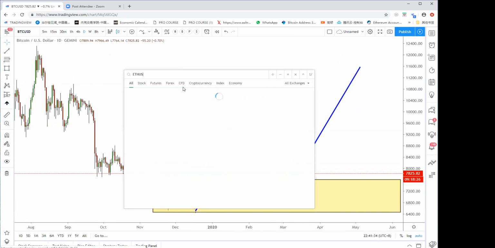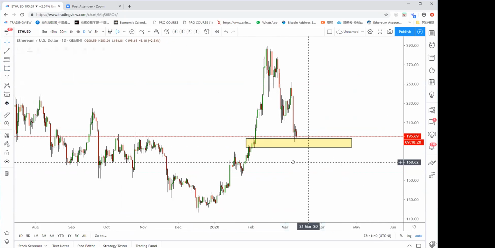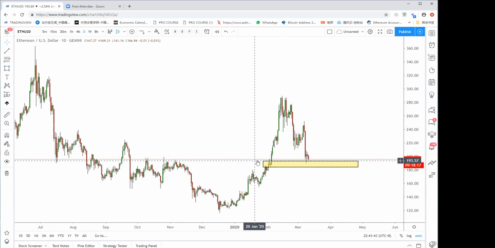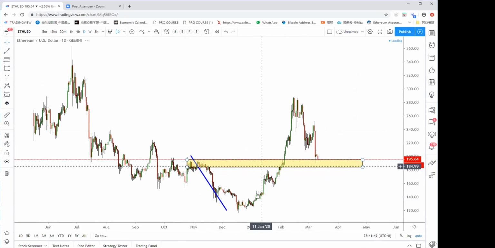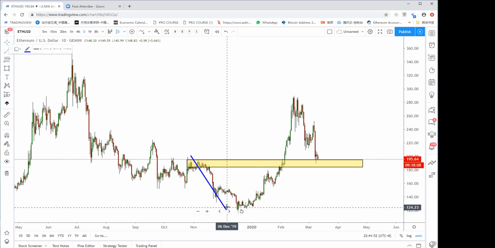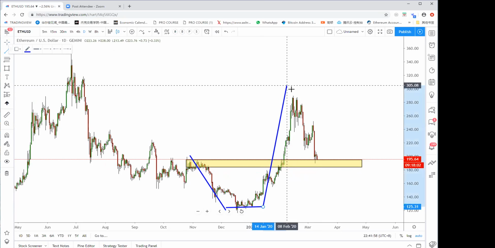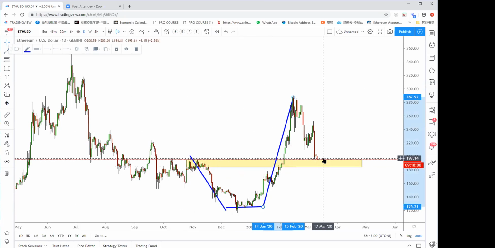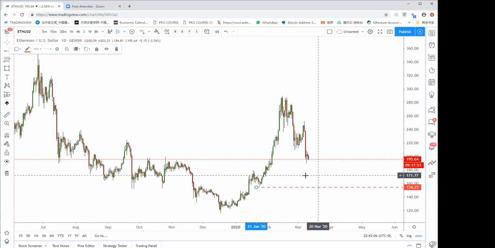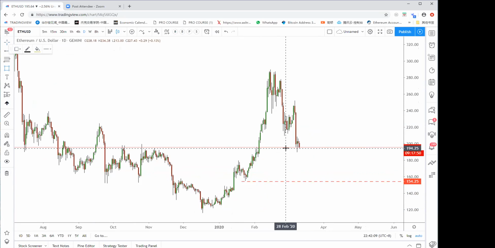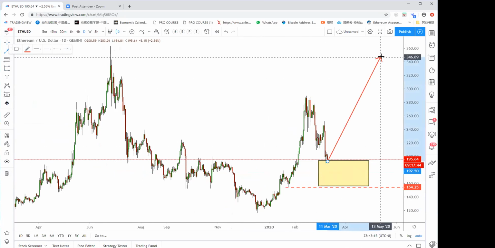Same for Ethereum. Ethereum also came back to the 200 level, right? I think the 200 level is good to buy because this could be the neckline of this round bottom. This is a round bottom, a very nice reversal. The neckline is here, so buy Ethereum from here. You can put your stop loss below this. 154 will be enough. Just use this zone as your risk if you want to capture another wave.